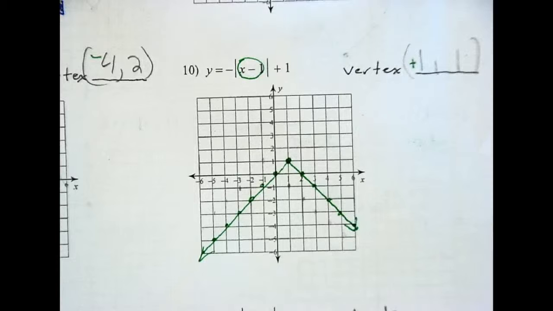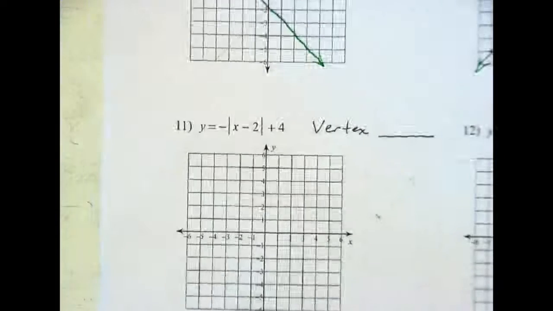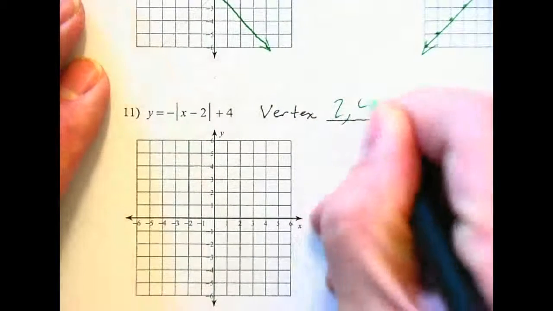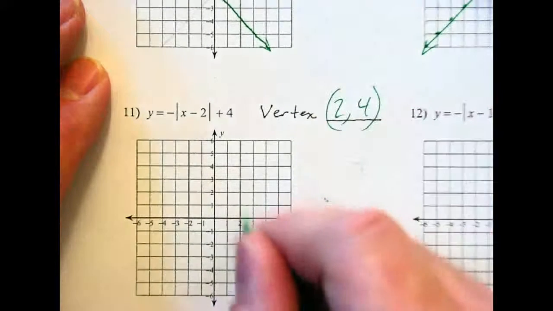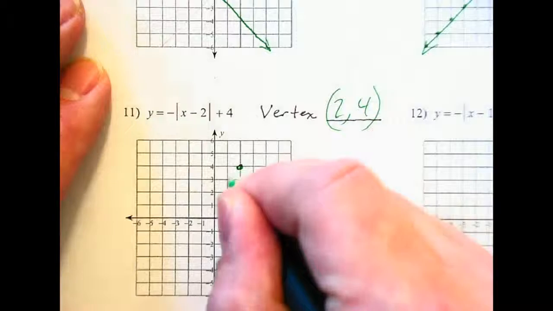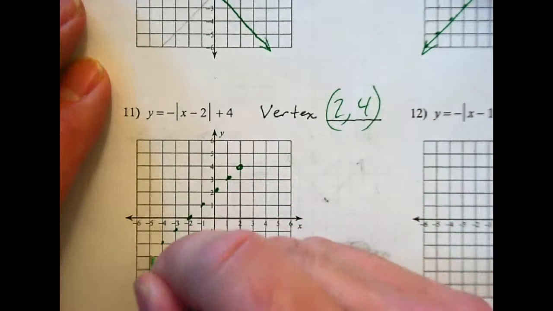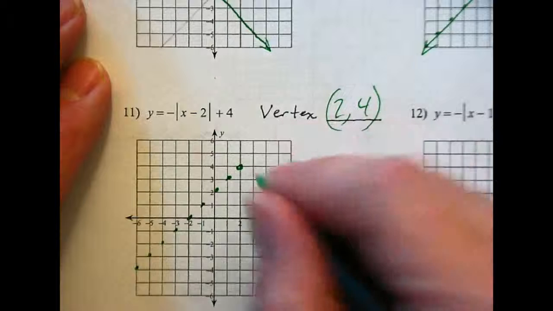All right, number 10, what's our vertex? 2, 4. 2, 4. 2, 4. 6, 8. Not quite as good as 10, 4. Josh. Oh, 10, 4. Wait, I don't get it. You didn't finish. Do you get it?